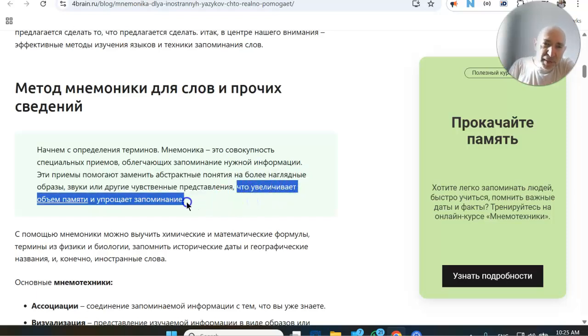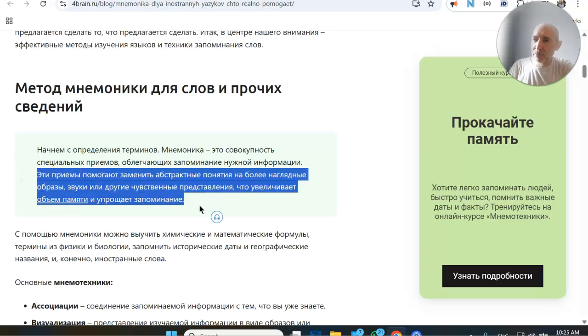Что увеличивает объем памяти и упрощает запоминание. Что means which in this case? Which. Увеличивает increases. Which increases. Объем памяти. Объем means capacity. And память, what is память? You remember? That's memory. So объем памяти means memory capacity. И упрощает запоминание. So упрощает makes it easier. Or makes it more simple. Like simplify basically. So упрощать means to simplify. So упрощает simplifies. Запоминание remembering. Or memorizing. So now look how it all works together.